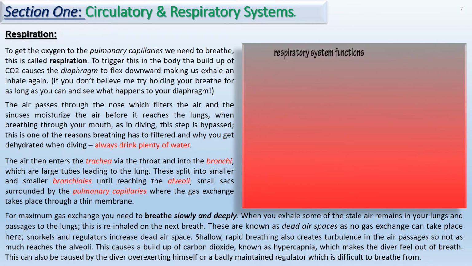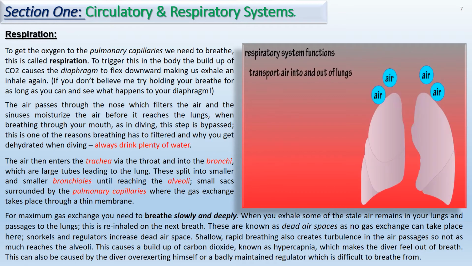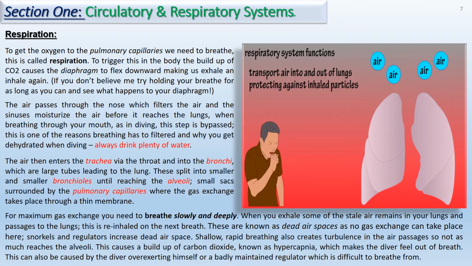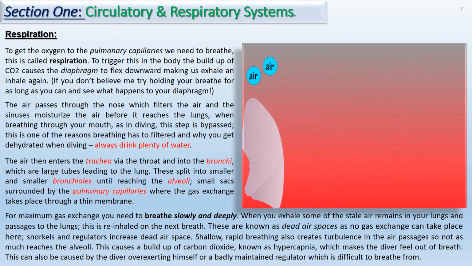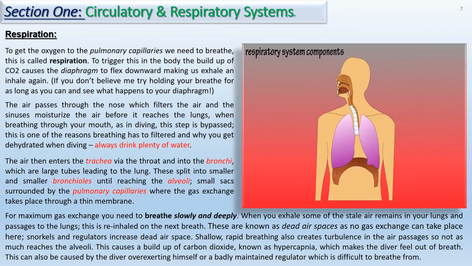The respiratory system's main functions include transporting air into and out of the lungs, protecting the body against harmful particles that are inhaled, and its most important function, the exchange of oxygen and carbon dioxide. So it's basically about breathing. Now let's take a look at a diagram and we'll go through the respiratory system's main components.